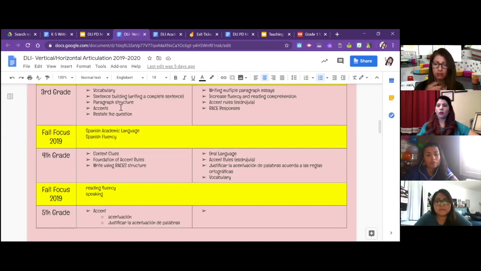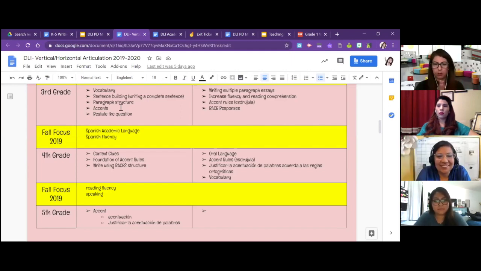What's the E? Example, I think it is. Explain. Explain, thank you. And then some of them even go for the S, but for third grade at the end. So RACES, so they're summarizing. But for third grade, they say up to RACE.